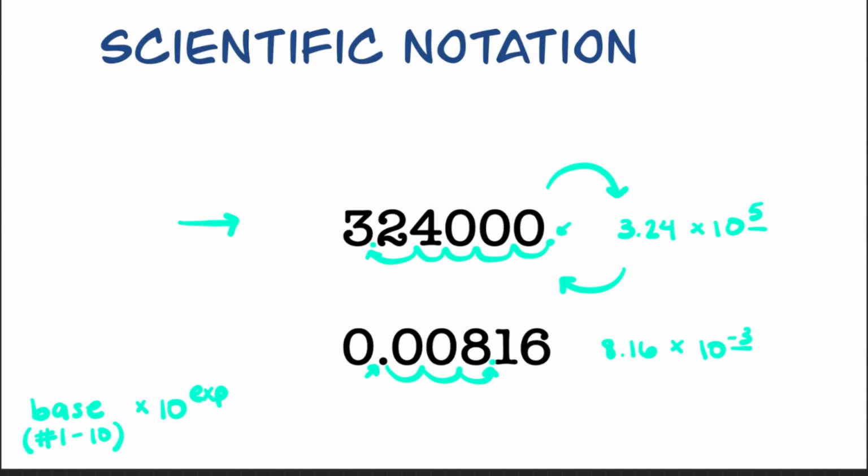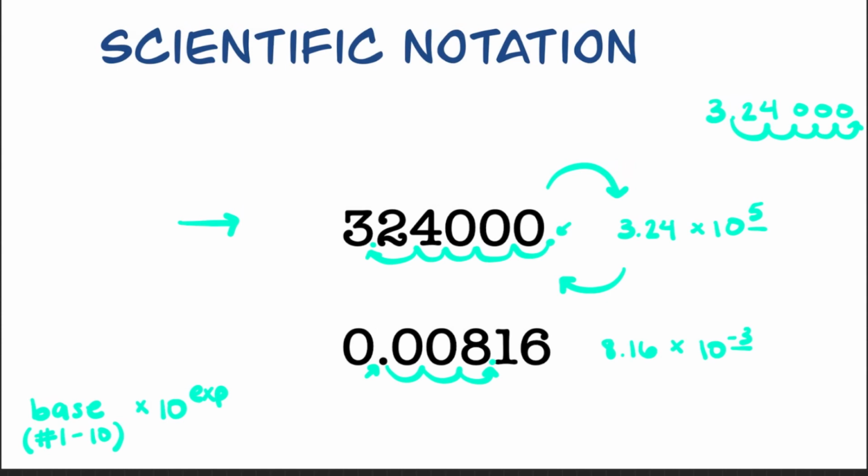To turn 3.24 times 10 to the 5th back to our original number, first, we see that the exponent on the 10 is a +5. So we're going to take that decimal and move it 5 places to the right. When we do this, we arrive at our original number of 324,000.